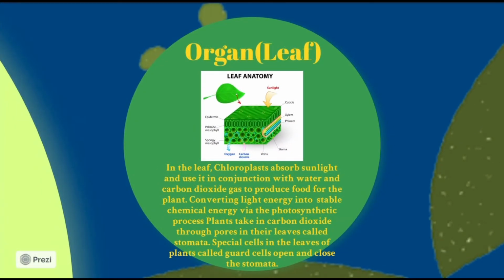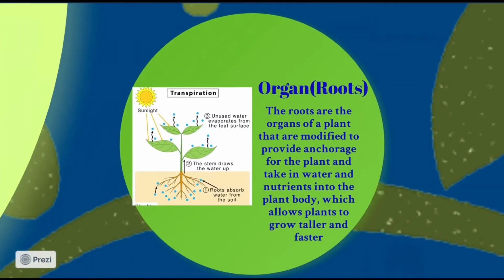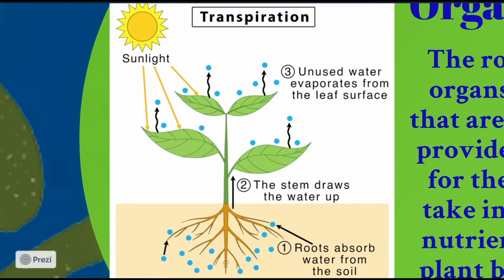And so for our next tour stop, we have the roots of a plant. The roots are the organs of a plant that are modified to provide anchorage for the plant and take in water and nutrients into the plant body, which allow plants to grow taller and faster. And as you can see right here, I just have a picture better explaining the process and how everything goes. You see sunlight, and then the water is evaporated from the plants, but the roots take in the water and nutrients.